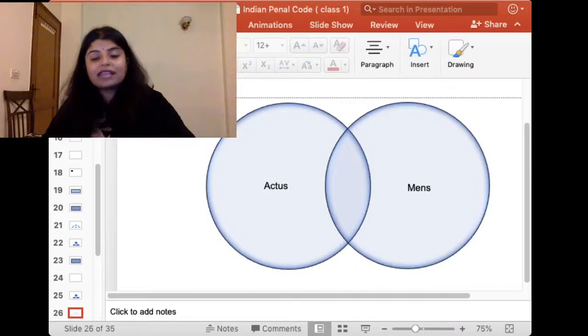Whenever you see a section in IPC, first of all, find out, locate where is the intention. The actus reus and mens rea should be there. See this Venn diagram also. The highlighted, the mid part, the common part is the offense.